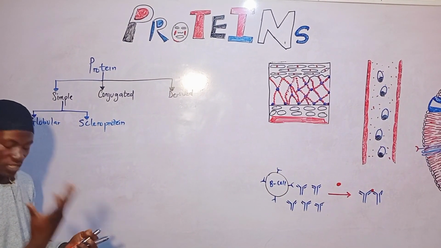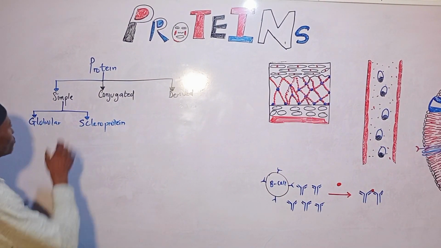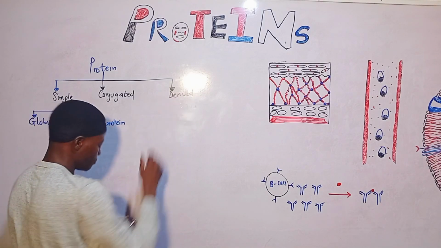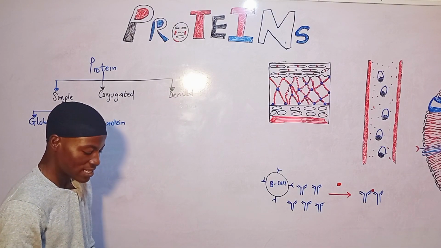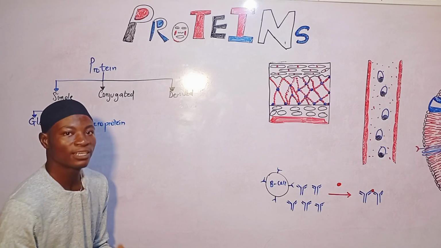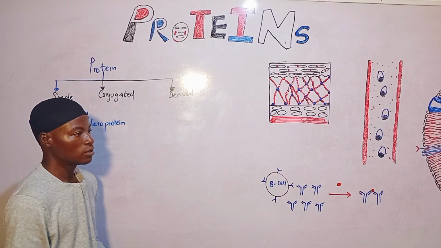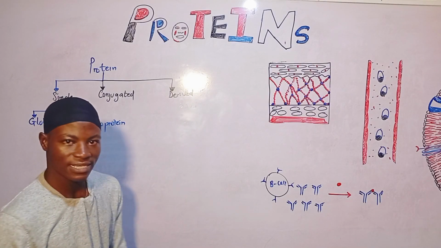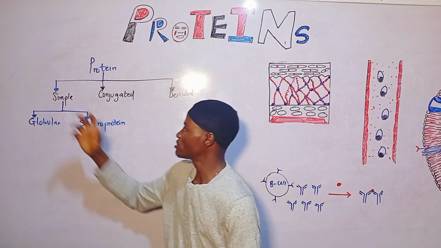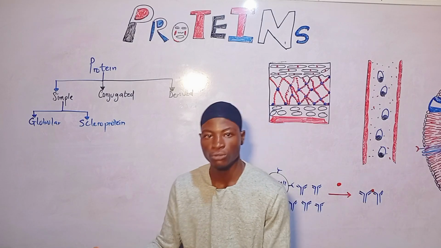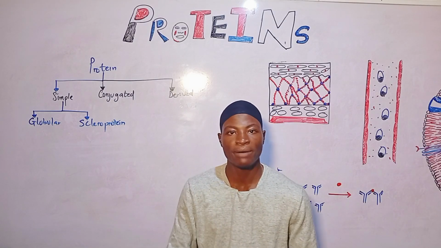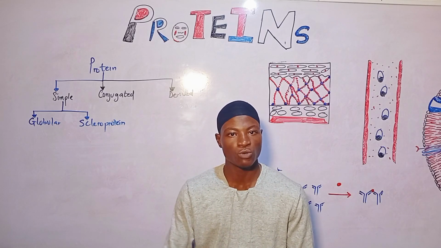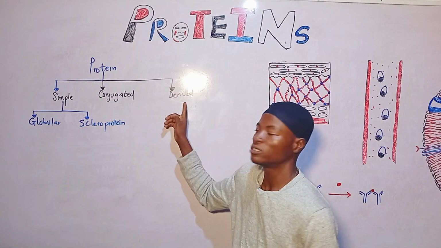We are going to leave it like that because it's not further divided into anything, except the simple, which is divided into globular and scleroprotein. And also we have derived protein, which is divided into two. Derived proteins are derived from simple and conjugated proteins, either through enzymatic degradation, or through heat, or treatment with acid or base. That is basically derived protein.